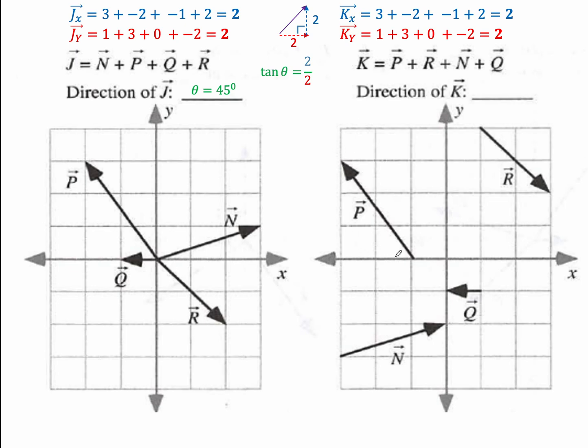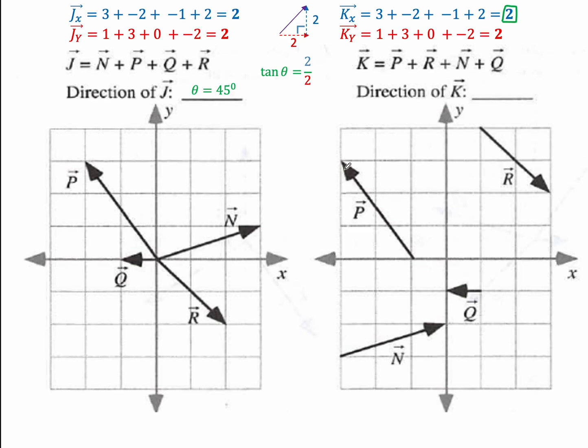So for the horizontal directions: -2, +2, 0, -1, +3. Okay, that is 2. Even though the numbers are wrong here up on top, ignore the numbers. What about the Y part?